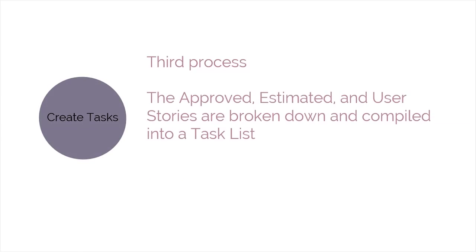The third process in the Plan and Estimate phase is Create Tasks. In this process, the approved, estimated, and committed user stories are broken down into specific tasks and compiled into a task list. Often, a task planning meeting is held for this purpose.